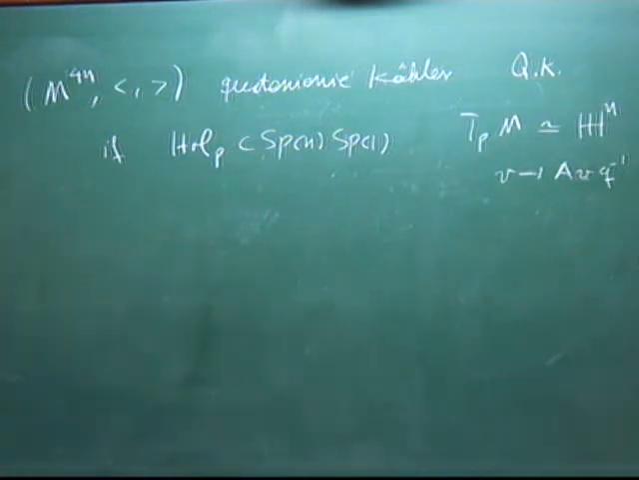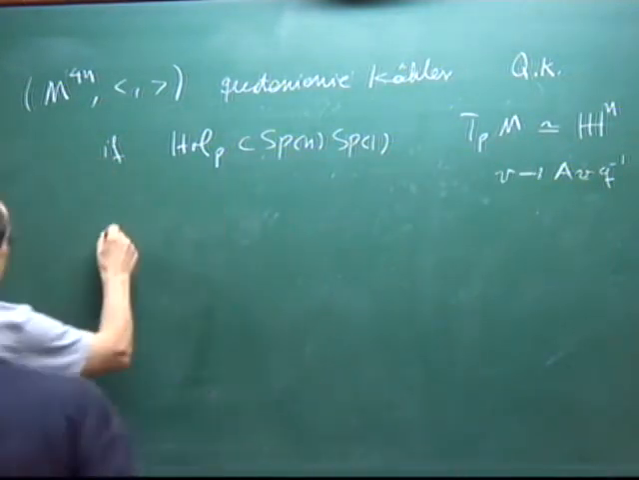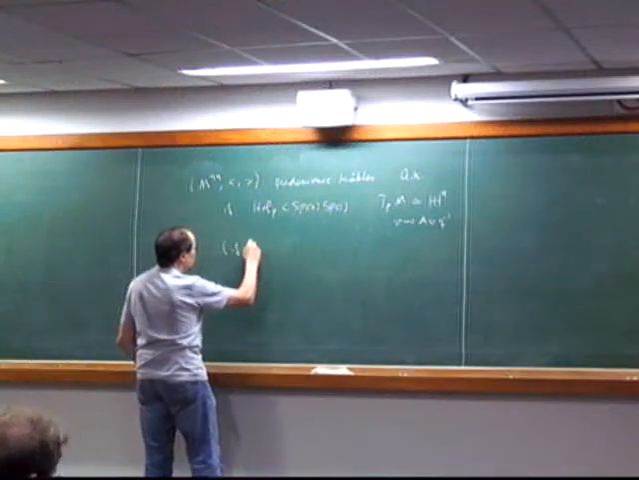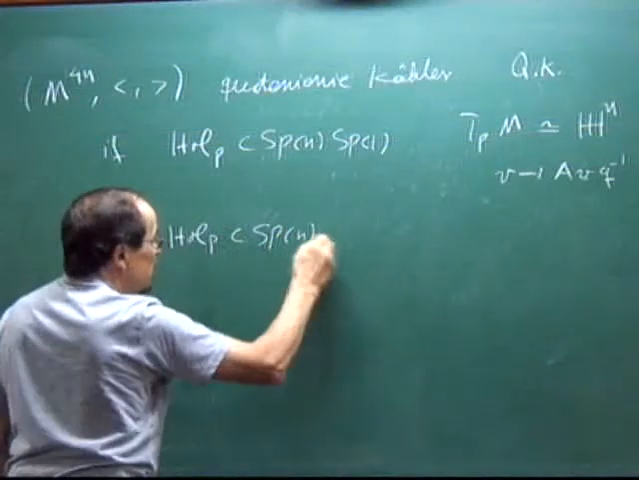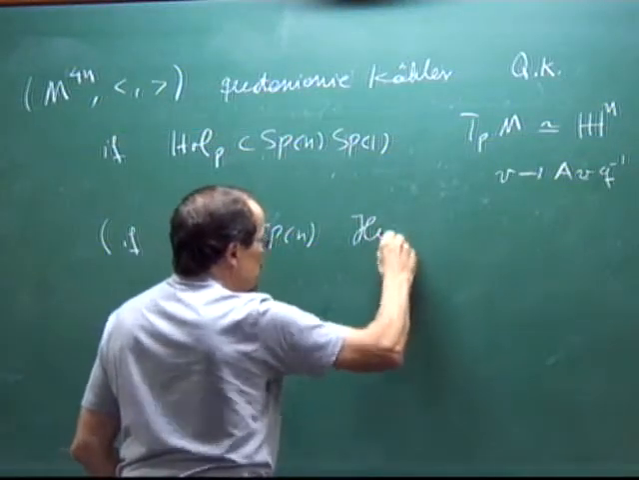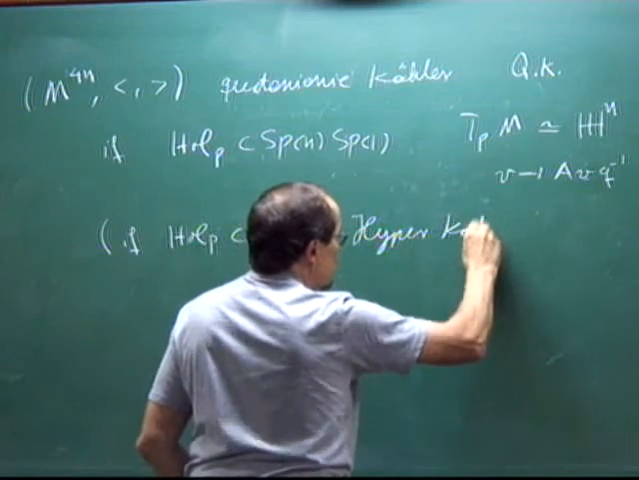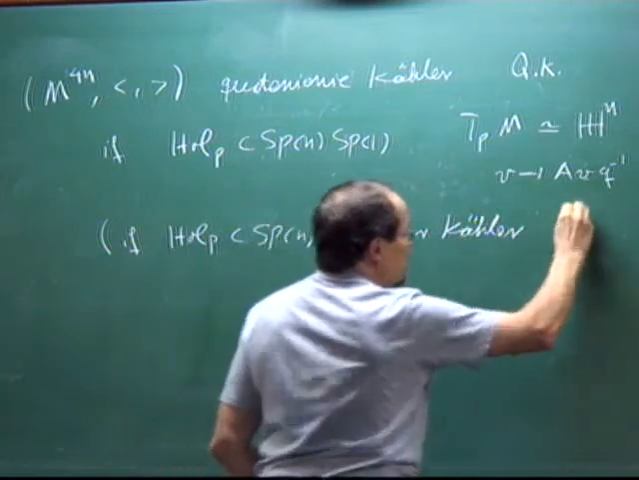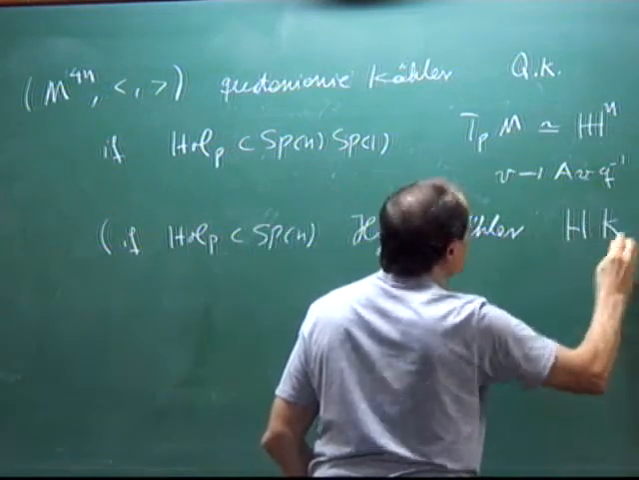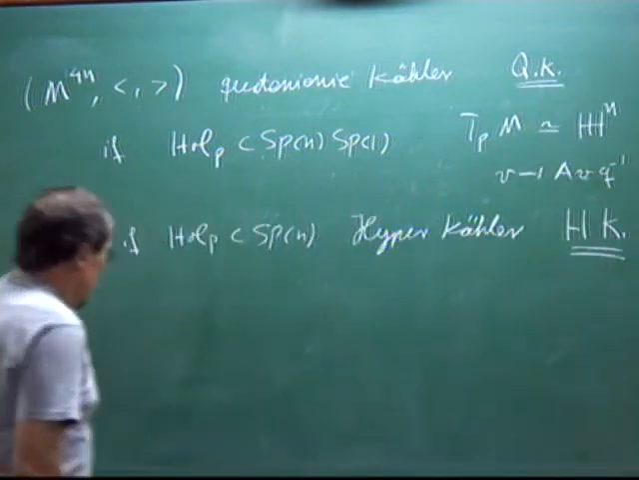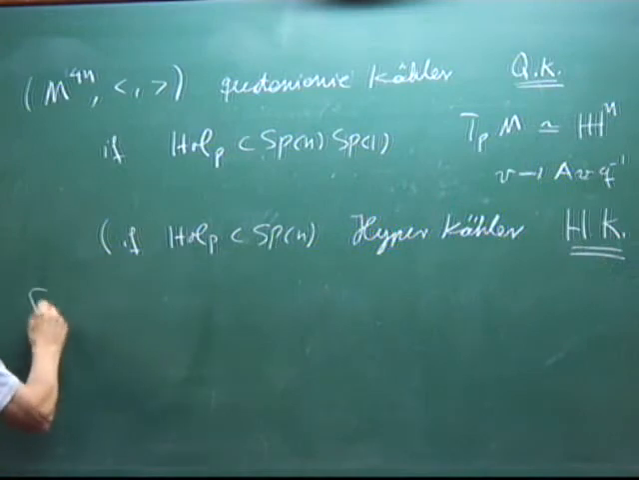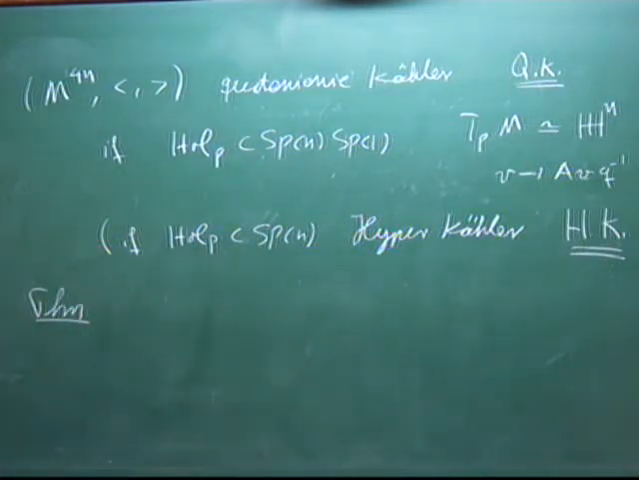So this was one definition of quaternionic Kähler, and then remember also, if I have something stronger than that, if the holonomy group at P is contained in Sp(n), then it was called hyperkähler, generally abbreviated HK. So quaternionic Kähler and hyperkähler. Then the theorem I wanted to first prove was to give a geometric definition of quaternionic Kähler.